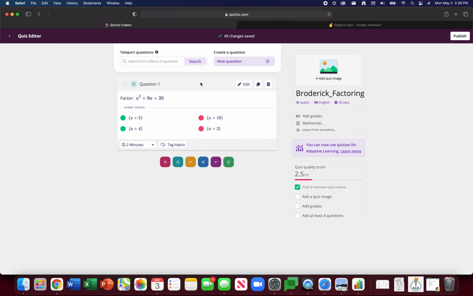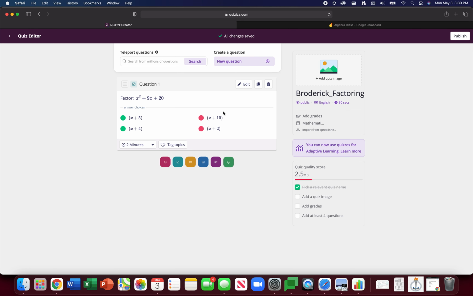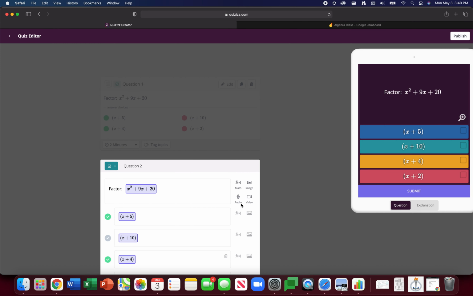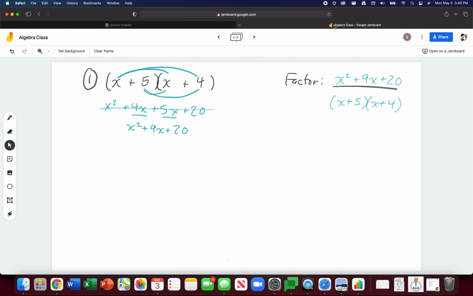Okay, now watch. Once I have this, you can choose to create a new question like this, a checkbox question, and you can just do exactly what I just did. Or what you can do is you can click duplicate. And that is just a way that you can set it up a little bit differently. So that was my first question. So let's go ahead and do another question.